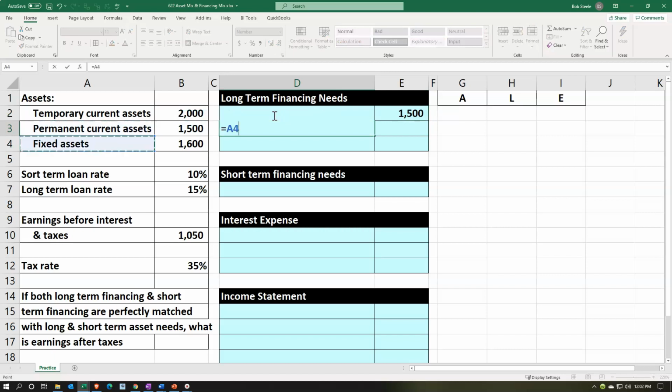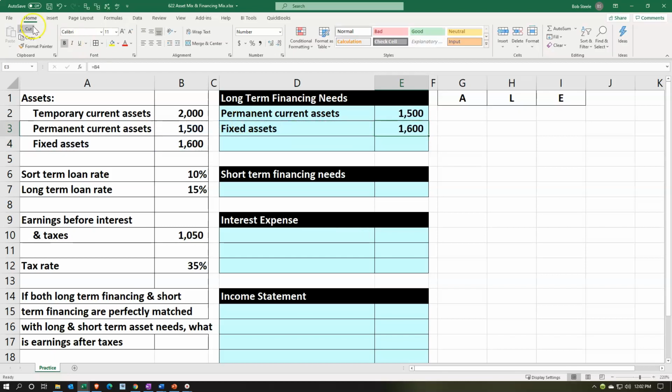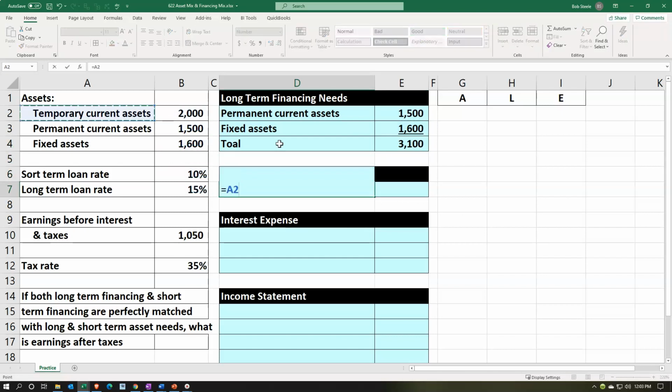We've got then the fixed assets. Obviously, the property, plant, and equipment is not going to be going anywhere, and therefore is basically permanent. So we're going to be picking up the 1,600 there as well. Home tab, font group, underline. Then we're going to have the total, and this is going to be equal to the sum of the 1,500 and the 1,600.